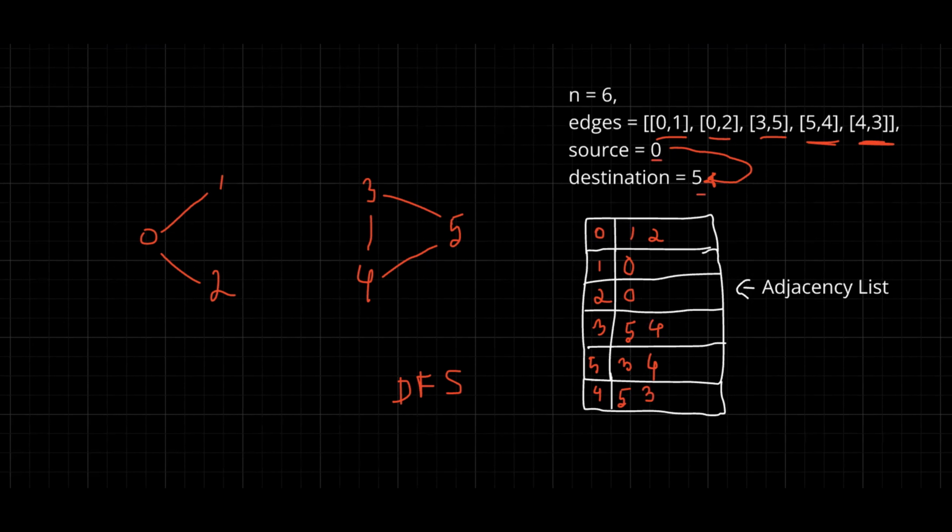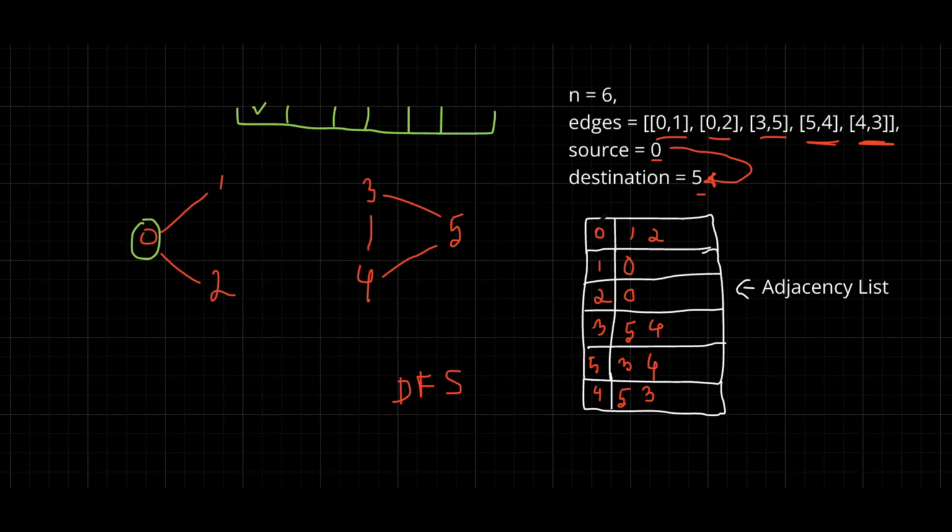Now we will start the DFS from the source node and traverse through its adjacency list, and we will determine whether we can reach the destination node or not. So here, initially let's take a vector which has the size of 6. Initially all of them are initialized with false. That means none of the nodes is visited yet. So now our starting position is 0 and we make it visited.